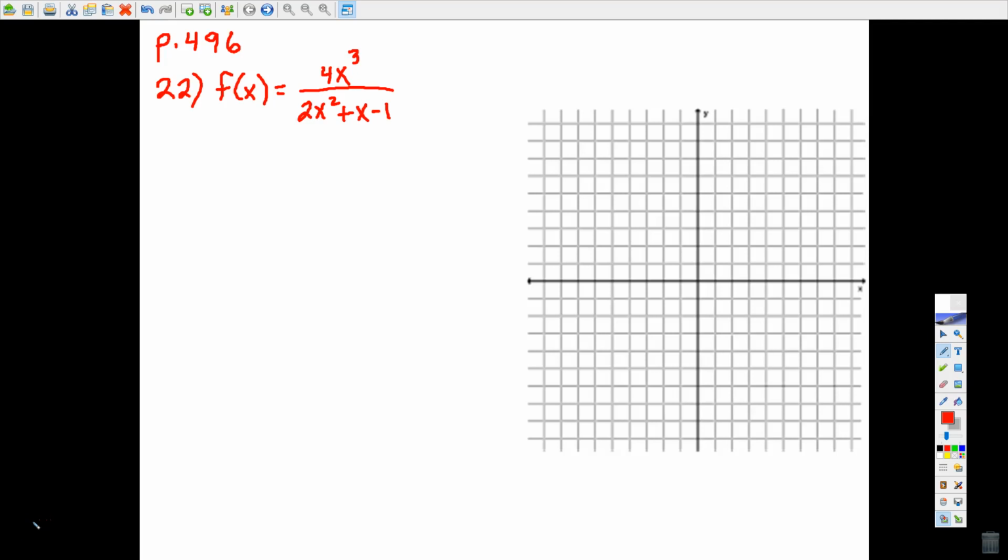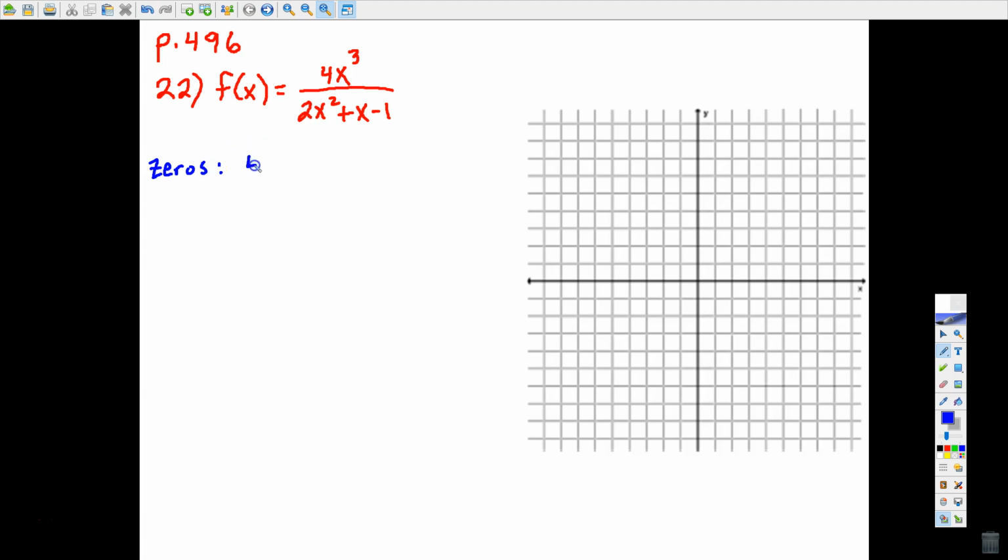On page 496 from Lesson 7.4, I've picked a couple of graphs to help you as you try to complete this homework assignment. So let's just jump right in and see if we can come up with the graph of this rational function. We'll begin by finding any zeros if they exist. That's another word for x-intercepts.